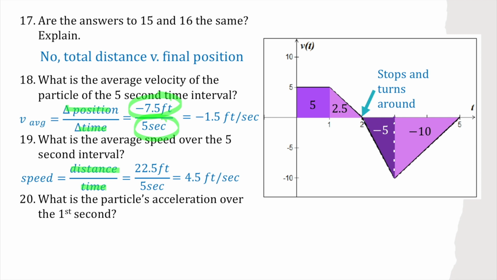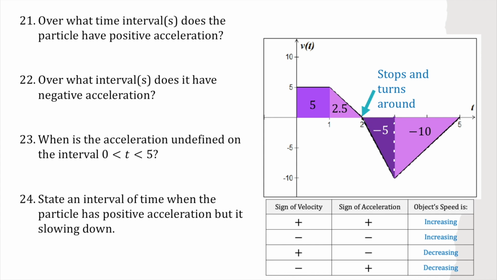Moving on to acceleration, number 20 asks, what is the particle's acceleration over the first second? 0. Acceleration is the slope of the velocity graph. So if there's a 0 slope, there's no change in velocity. Over what time interval or intervals does the particle have a positive acceleration? Again, we're looking for the slope of the velocity graph to be positive. So between 3 and 5. When is it negative? Well, we need a negative slope. So between 1 and 2 and between 2 and 3.